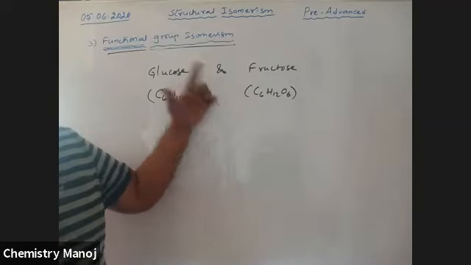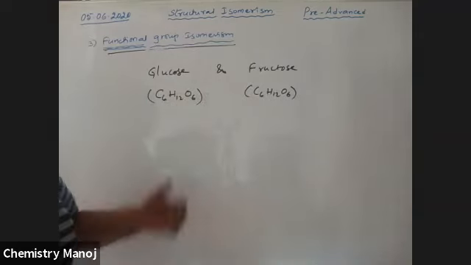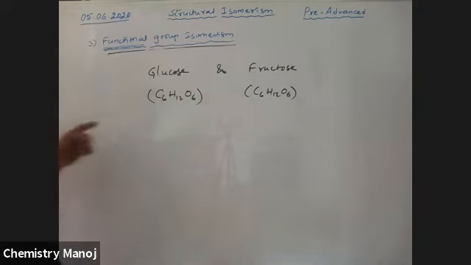So now what class of compounds are these? Are these chain isomers? Are these position isomers? Are these functional isomers? See the structure of glucose and fructose.